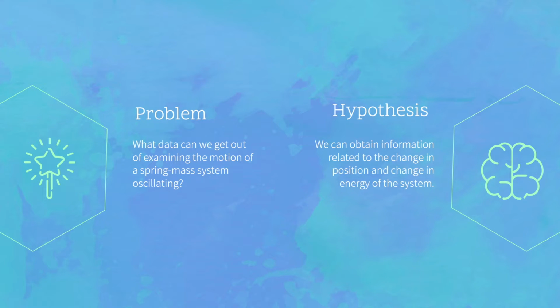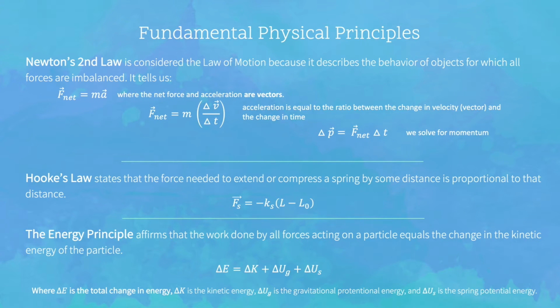The problem that this lab intends to answer is what data can we get out of examining the motion of a spring mass system oscillating. My hypothesis for this problem is that we can obtain information related to the change in position and change of energy in the system. The fundamental physical principle involved in this problem is Newton's second law.